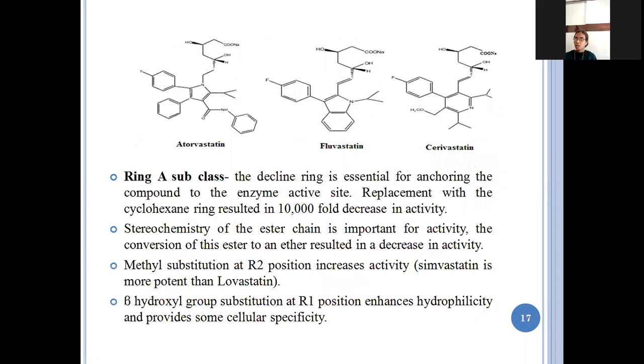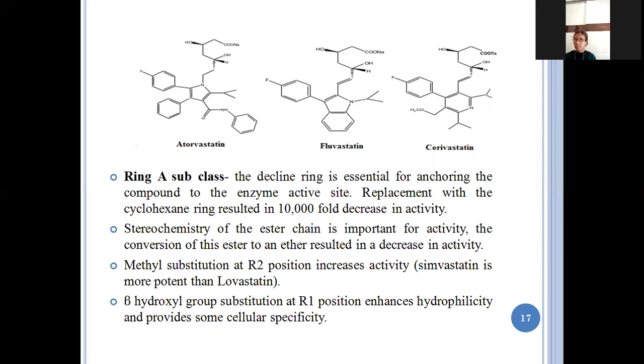So next, the ring A subclass. The decalin ring is essential for the activity. The ring A subclass is essential for the activity. If it is replaced with a cyclohexane ring, it results in decreased activity. The stereochemistry of the ester chain is important for the activity. If the ester is converted to an ether group, the activity decreases.